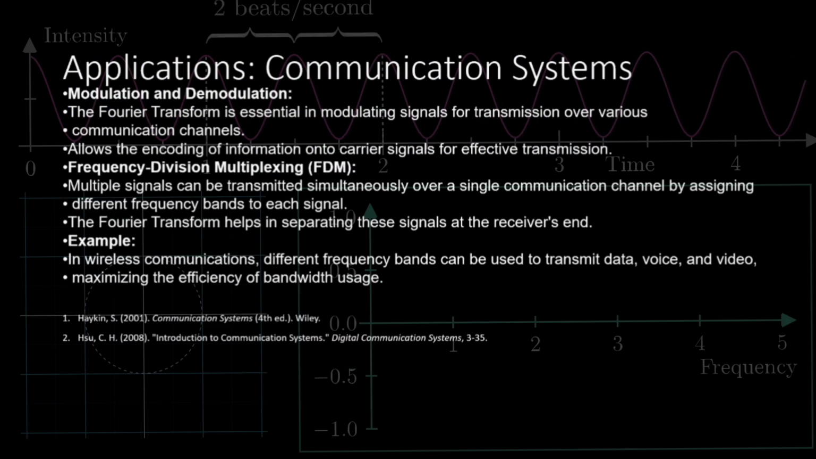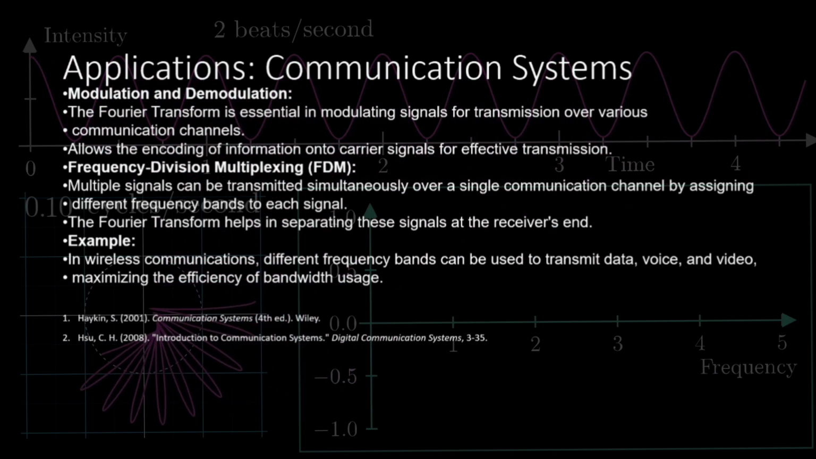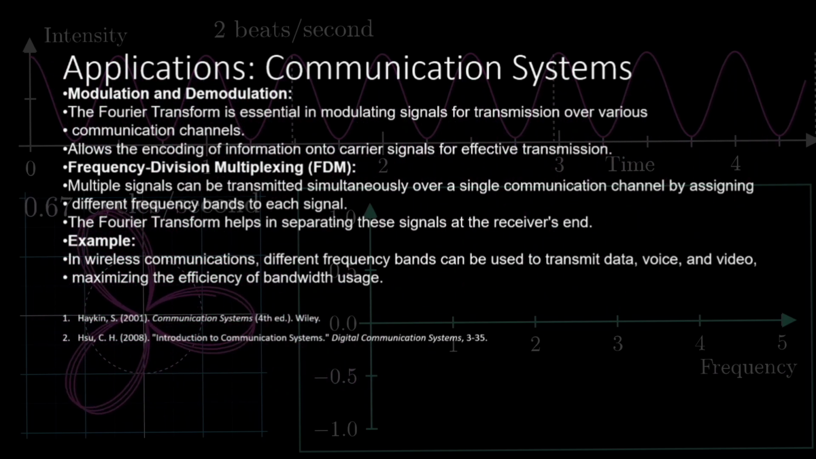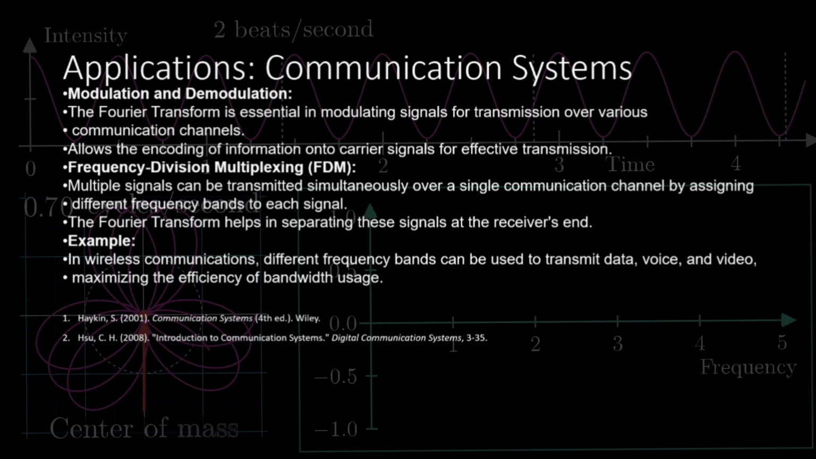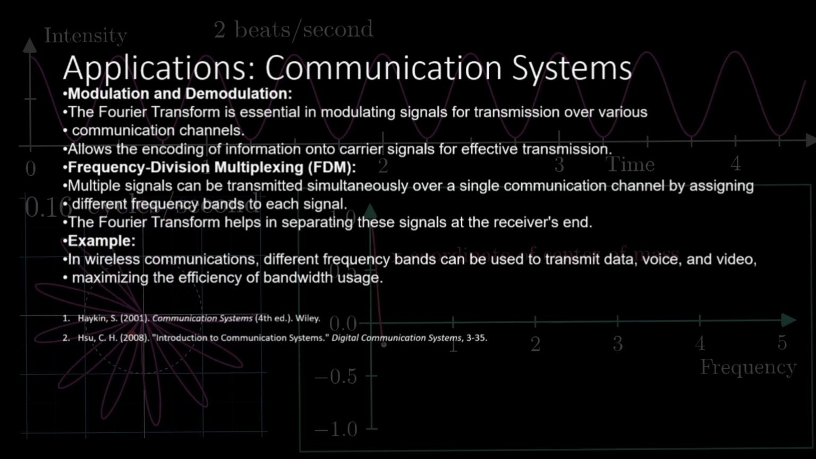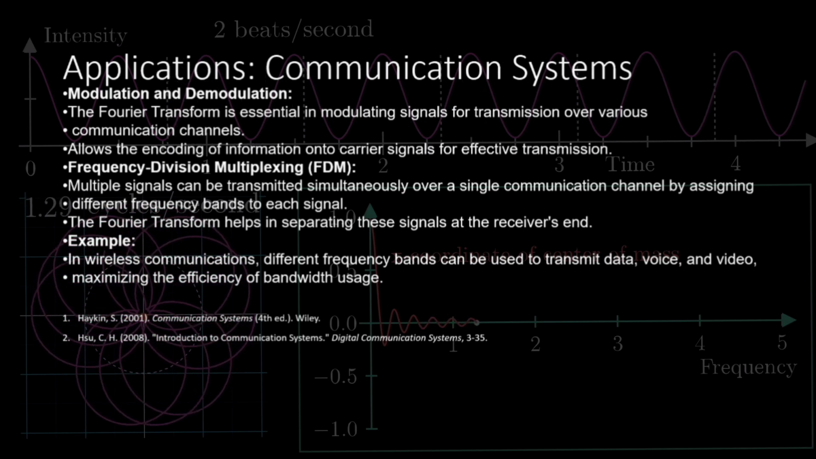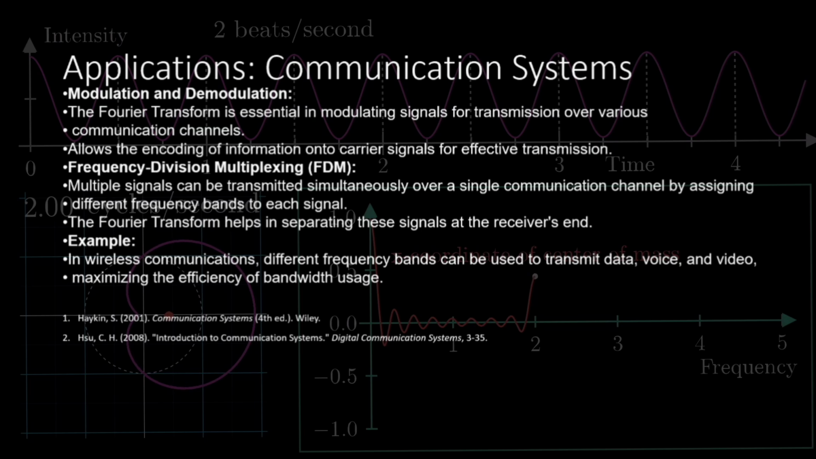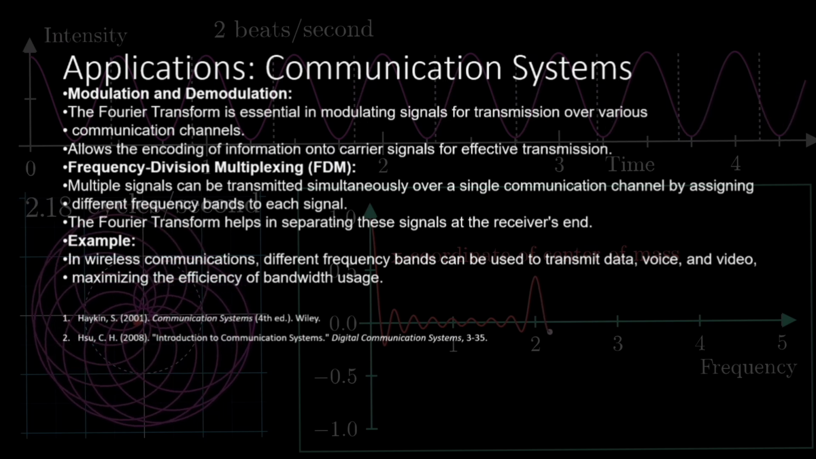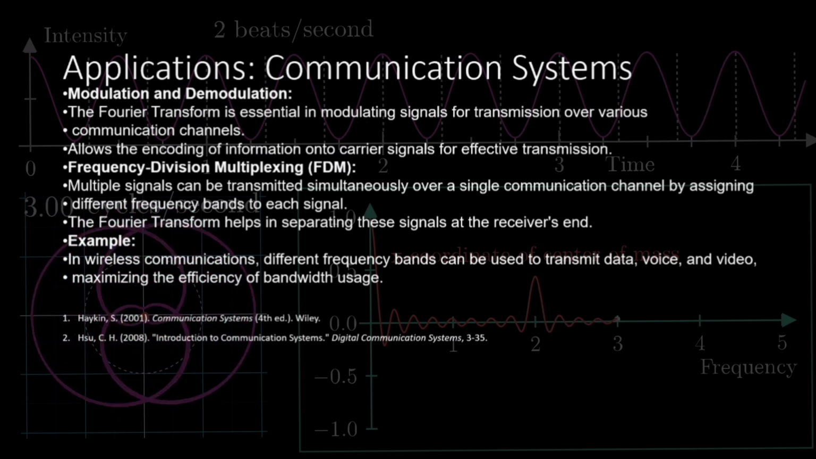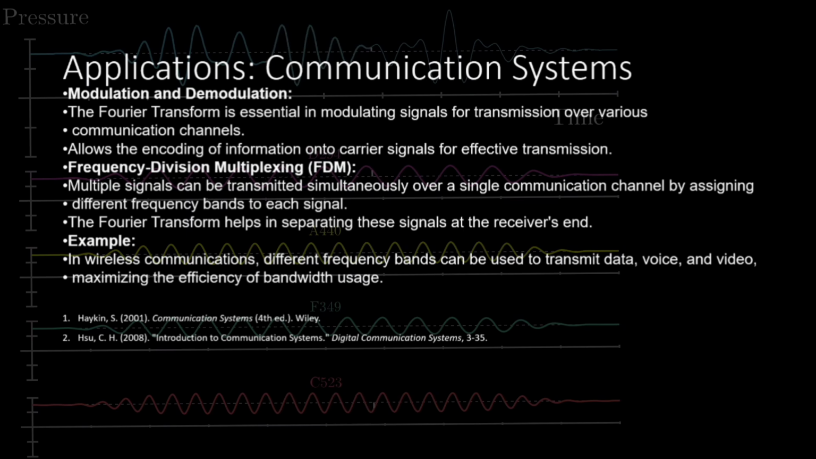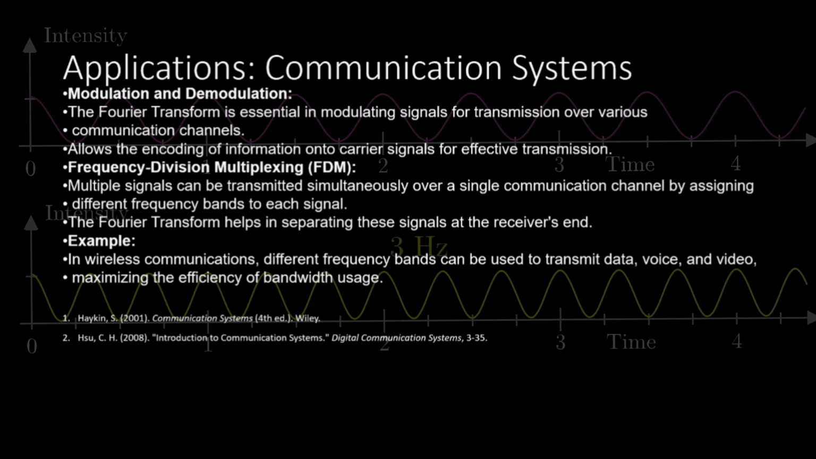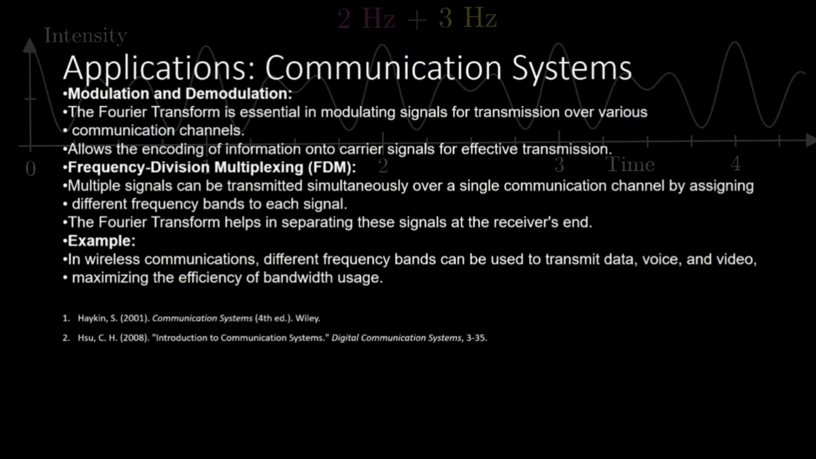The Fourier transform is a key enabler in communication systems, where it plays a central role in transmitting data efficiently. One of its primary applications is in modulation and demodulation. To send data over communication channels, we need to modulate a signal by encoding information onto a carrier wave, which can then be transmitted over a variety of media such as radio waves or optical fibers. At the receiving end, we use the Fourier transform to demodulate and extract the original information from the carrier signal.